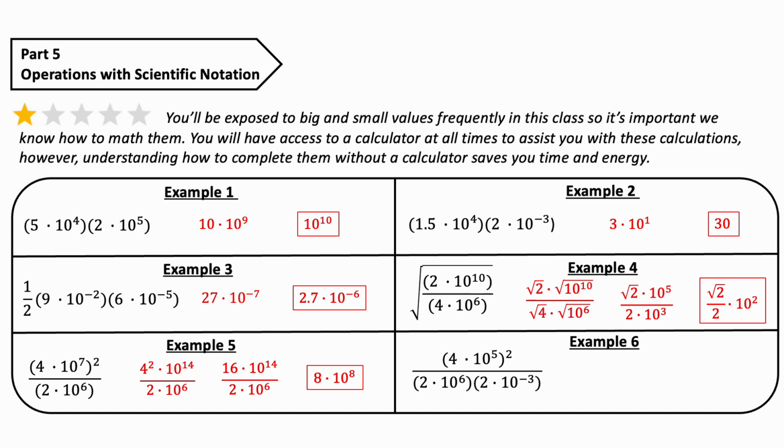And then lastly, for example 6, we're going to do that same process of power rule up in the numerator to give me 4 squared and 10 to the 5 squared to give me 10 to the 10. And then in my denominator, I'm going to go ahead and do 2 times 2 to get 4, and 10 to the 6 times 10 to the negative 3 to get 10 to the 3. Now we simplify this a little bit more. 4 squared gives me 16, but divided by 4 drops me right back down to 4. And then 10 to the 10 over 10 to the 3 gives me 10 to the 7. So final answer, 4 times 10 to the 7.